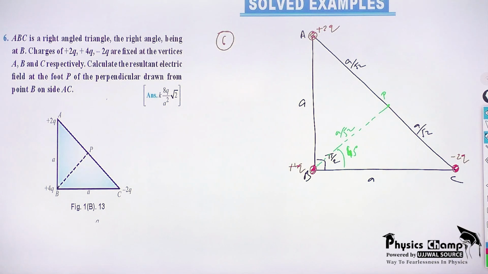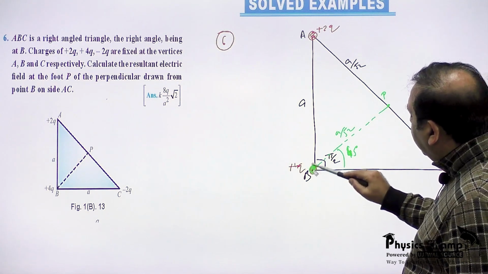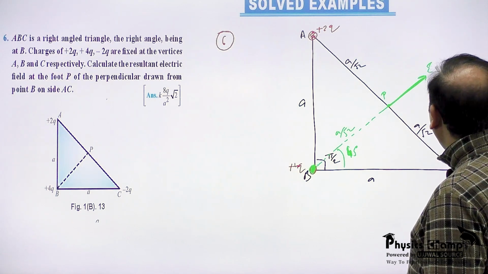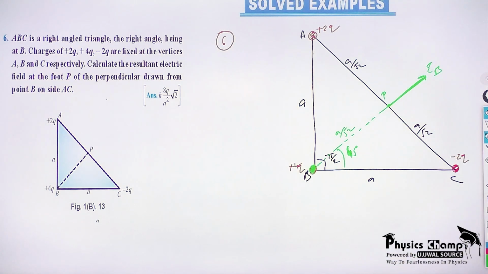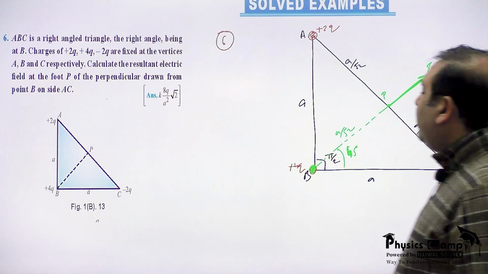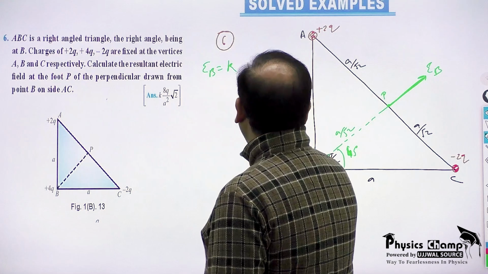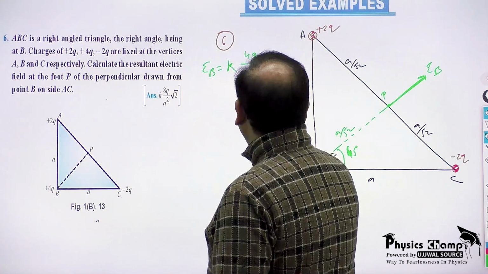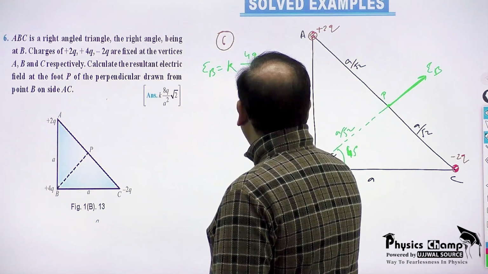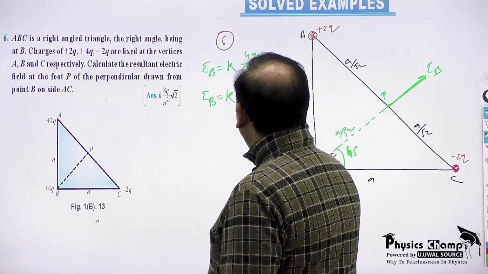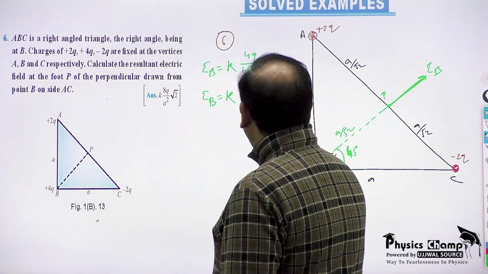Now when I say what is the electric field at P, there is one electric field at P which is due to B. The value of EB will be K into 4q divided by A by root 2 square. So EB will be K into 8q by A square.